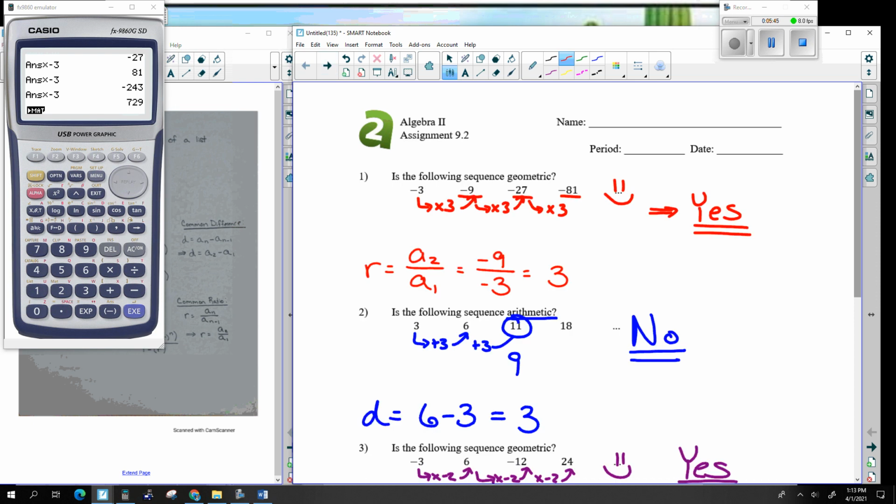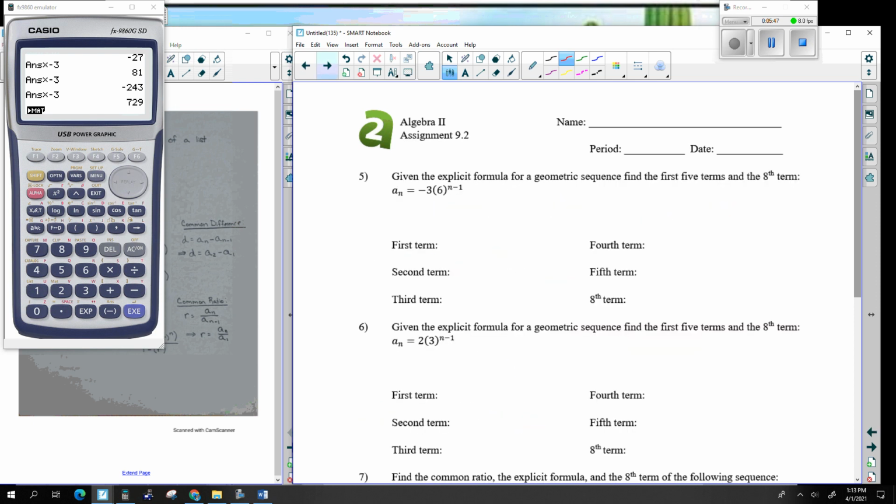Okay, here they're going to jump ahead a little bit. They give us this explicit formula. Again, what an explicit formula allows you to do is jump to whatever number that you want. So the first term is when n is 1. So that's going to be negative 3, 6 to the n minus 1.